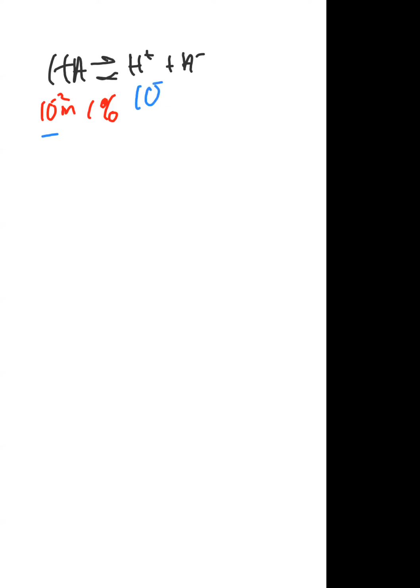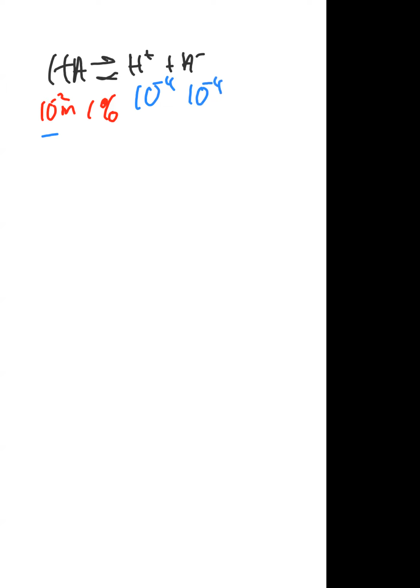Today we are going to deal with another properties of weak acids and weak bases. As we know, weak acids are partially ionized to produce hydrogen plus and A minus ions. Since they are partially ionized, let's say 1% of ionization exists for HA weak acid, with a concentration of 10 to minus 2. Then we will end up with what? The 1% of 10 to minus 2 will yield 10 to minus 4 and 10 to minus 4 respectively.